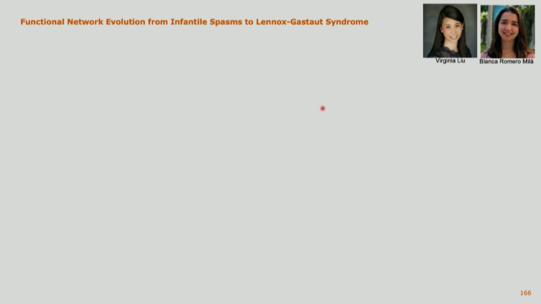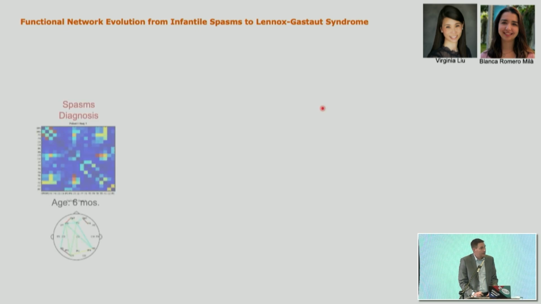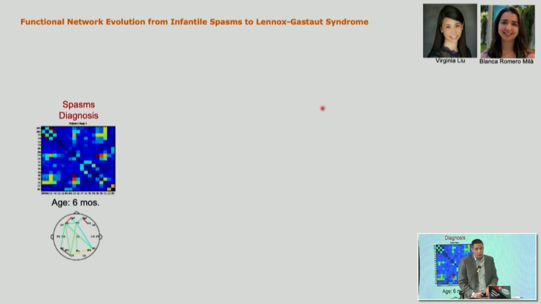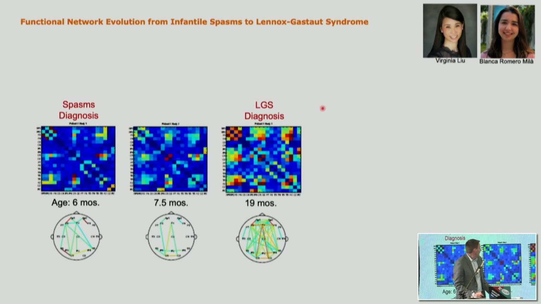And so that brought up the question of, is this network strength a potential indicator of evolution from spasms to LGS? So this is some work done by Virginia Liu at Children's Orange County and Blanca Romero at my wife's lab at UC Irvine. And so we looked at the time of diagnosis, this is one kid, what does the network look like when they're diagnosed with spasms? And then how does that network change as they go on?